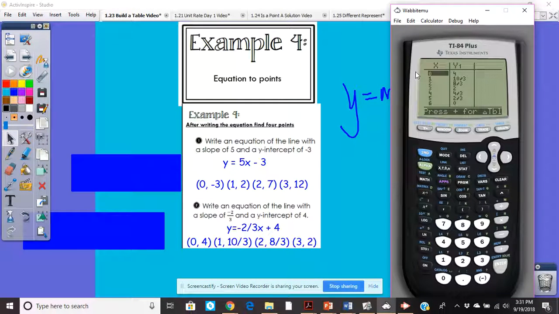and then that's going to give you the points that you need. So again, you can see 0 and 4, that makes an ordered pair. 1 and 10/3, that makes an ordered pair. 2 and 8/3, that makes an ordered pair. And then 3, 2, that would make your final ordered pair. So that is it for the notes for lesson 1-23.